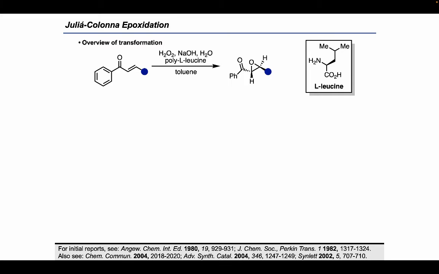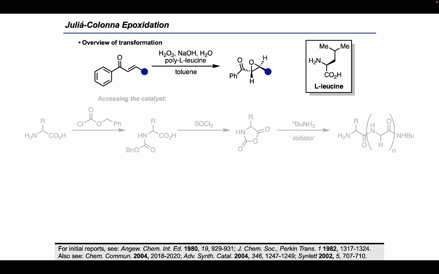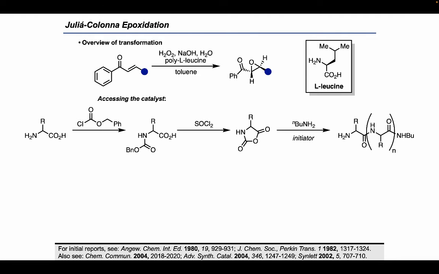The structure of monomeric L-leucine is shown here, and in order to reach the catalyst for this reaction, we can start from the amino acid and treat with benzyl chloroformate to reach the carbamate. Then, the carbamate can be cyclized through the action of thionyl chloride, and the resulting cyclic L-leucine monomer can be polymerized by treating with butylamine as an initiator.